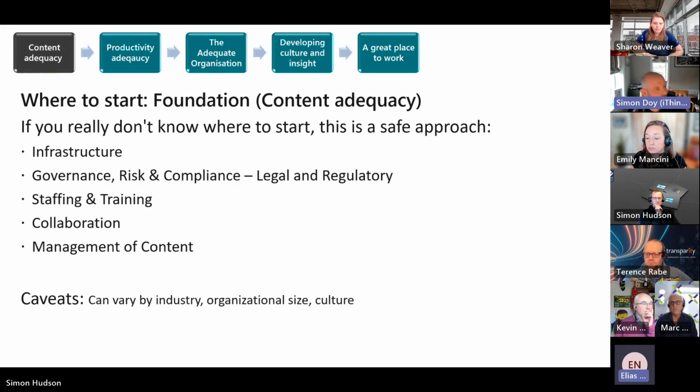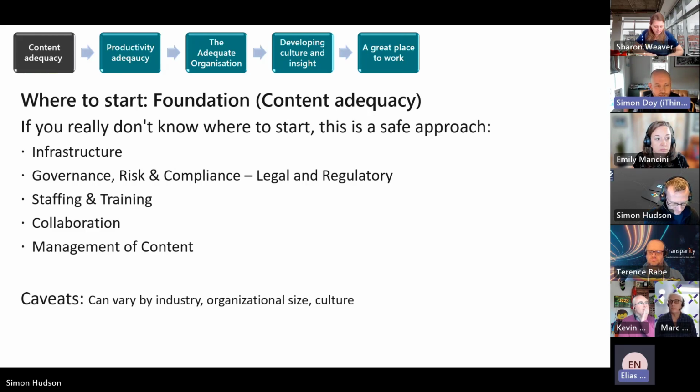It has changed a little bit since I last saw it, but so where do we start? We talk about content adequacy, and one of the things I say is we are trying to be quite opinionated, because in that way we get a line in the sand, don't we, which we can kind of work on, and people can then argue with us about whether this is right or not. But if you don't really know where to start, this is sort of a safe approach.